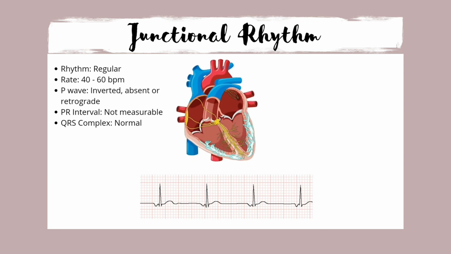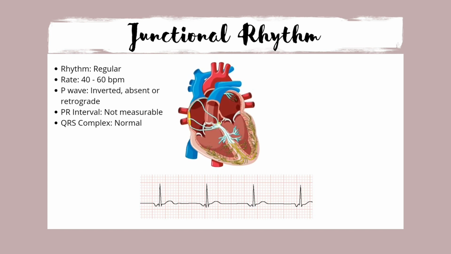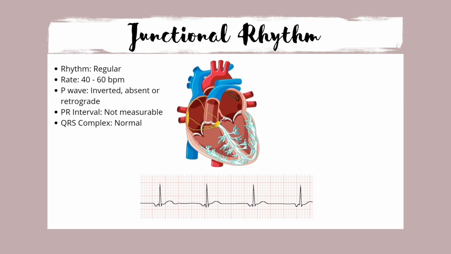Characteristics. Rhythm is regular. Rate is 40 to 60 beats per minute. P wave can be inverted, absent or retrograde. PR interval, not measurable. QRS complex, normal.